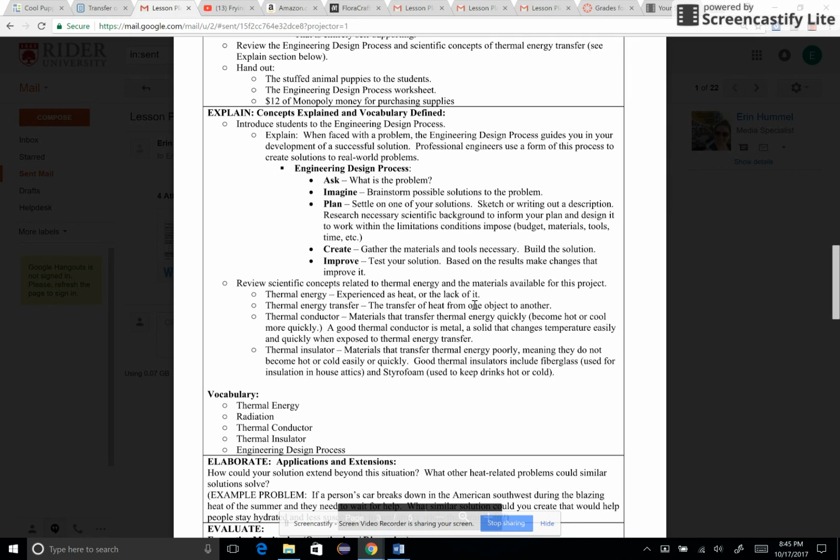Thermal conductors are materials that transfer thermal energy quickly and easily. A good thermal conductor is metal, a solid that changes temperature quickly and easily when heat is applied to it. Thermal insulators are materials that transfer thermal energy poorly, meaning they do not absorb heat easily or quickly. Examples of good thermal insulators include fiberglass, which is used as insulation in houses to maintain a stable temperature, and styrofoam, which is often used for cups to keep a drink cool or to keep it hot because it does not itself absorb the heat away from a drink or add heat to a drink.